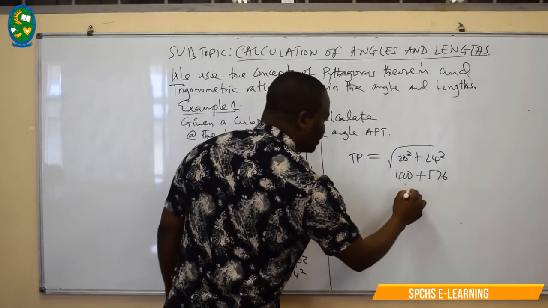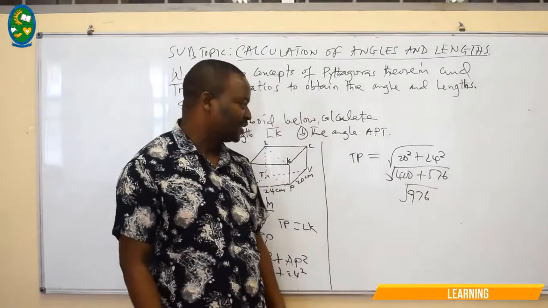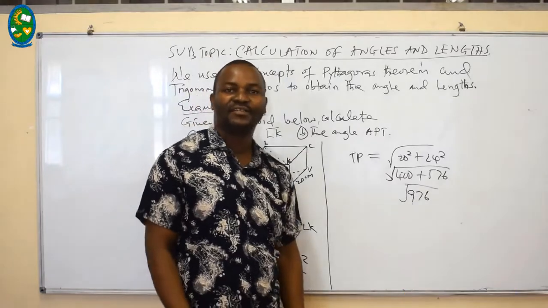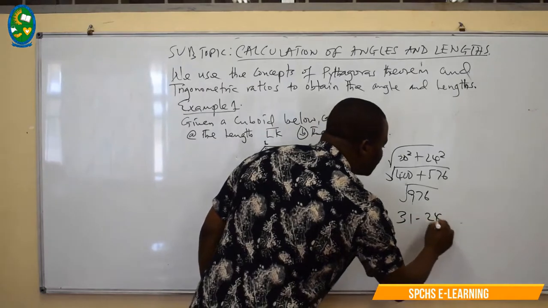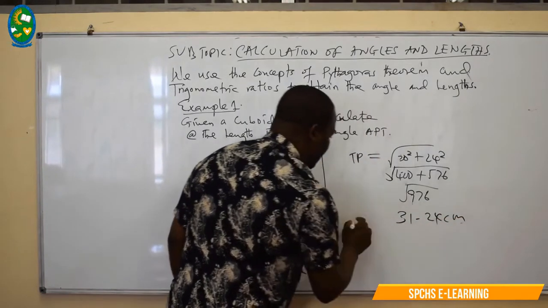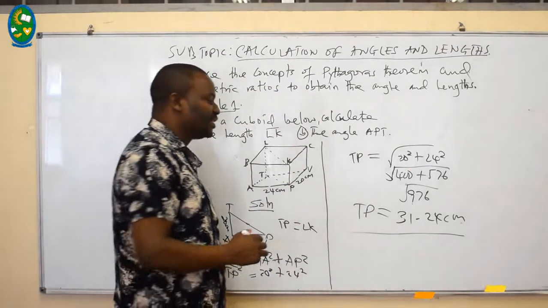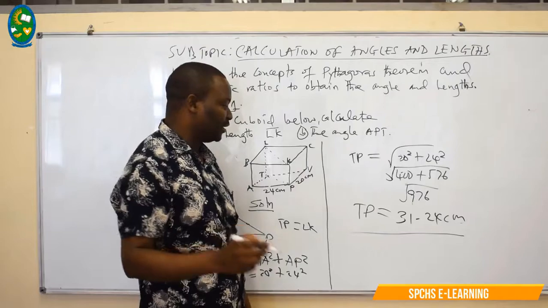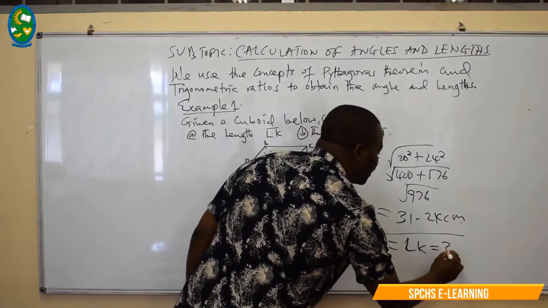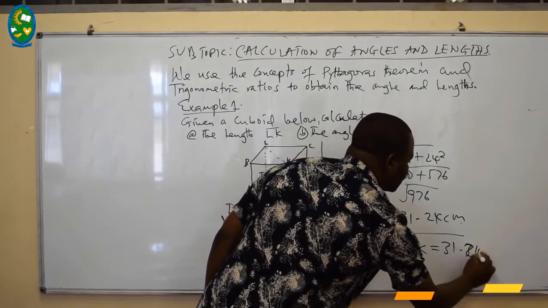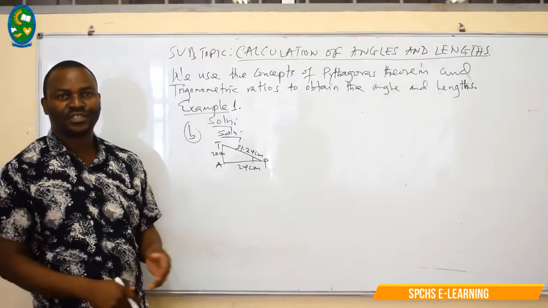If you add there, you get 976. Now the square root of 976 is equal to 31.24 centimeters. Therefore TP equals that. Because we are looking for LOK, and TP equals LOK, therefore LOK will be 31.24 centimeters. Okay, that was part A.